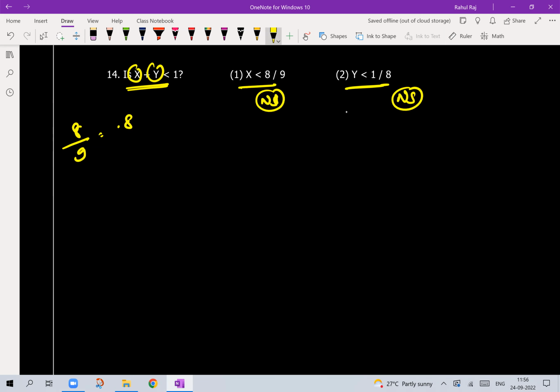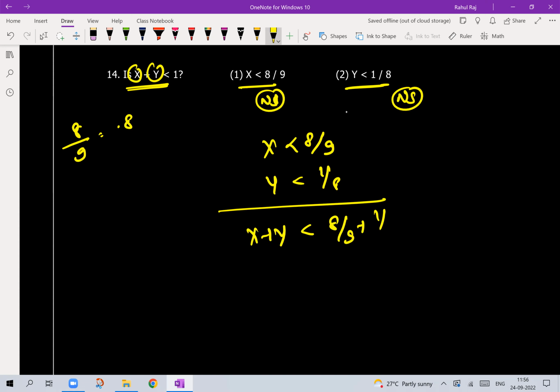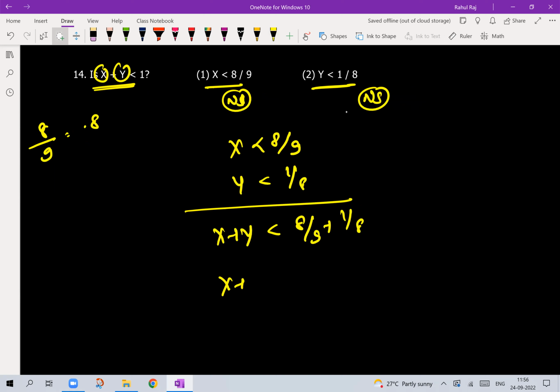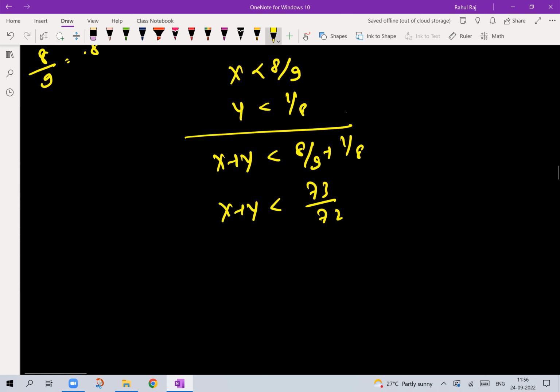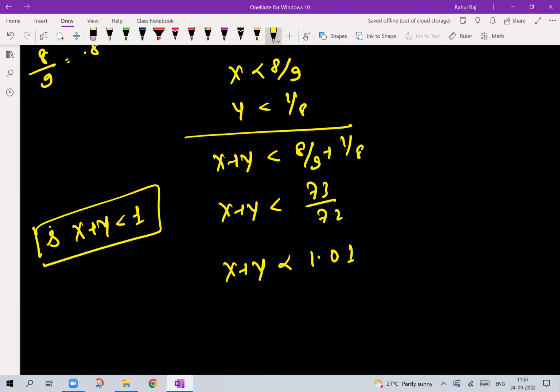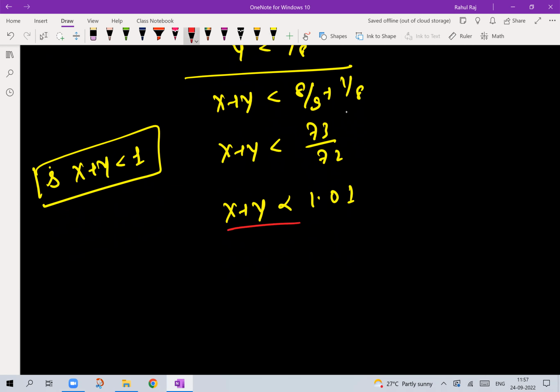Now, how do you combine this? I've told you, combination of two equations is nothing but solving those two equations. So x is less than 8/9. y is less than 1/8. If I add this, what do I get? x plus y is less than 8/9 plus 1/8. That is, x plus y is less than 73/72. 73/72 is what? 1.01 something. My question is, is x plus y less than 1? After combination, what I am getting? x plus y is less than 1.01.